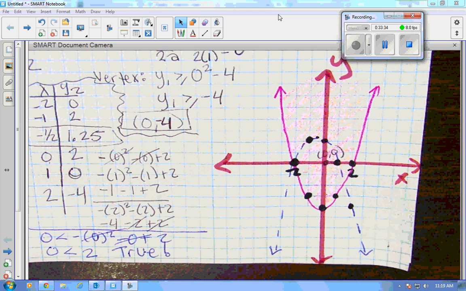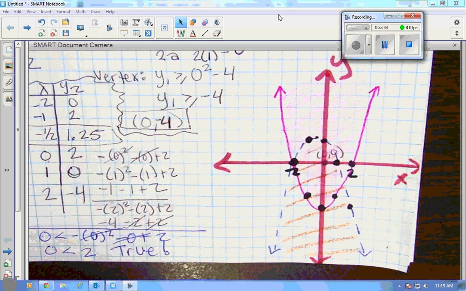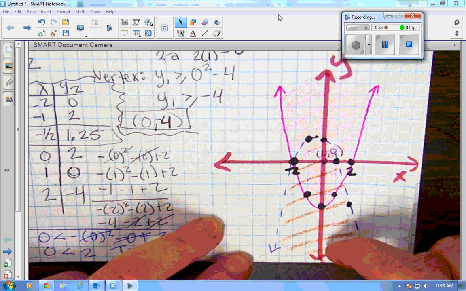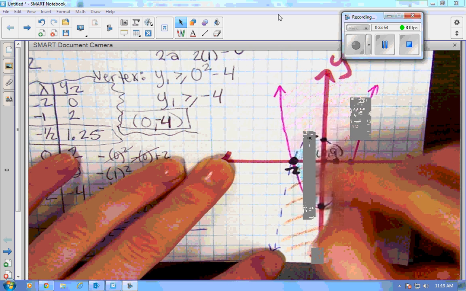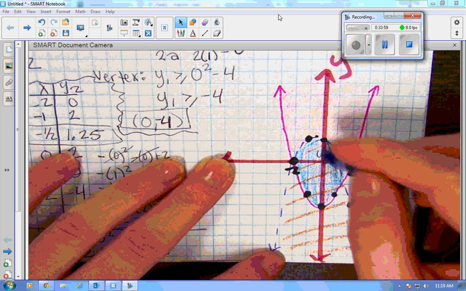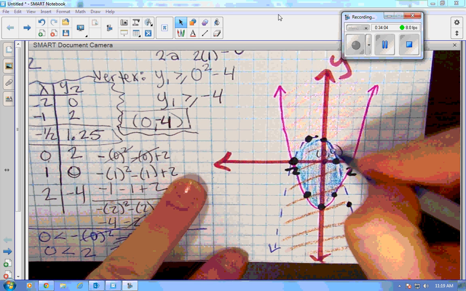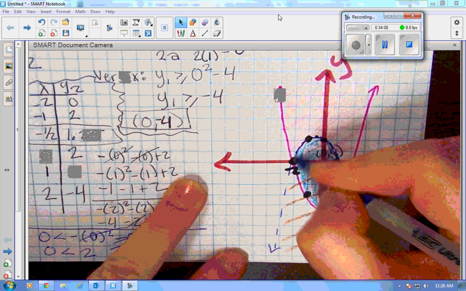So I'm going to pick a different color, and I'm going to shade where this one was true. Now, we have 2 shadings this time. So the actual solution to this inequality is where we have both red and brown shading. Can you see that that happens right here? Both brown and red. So where I'm shading in blue is the solution. And we have a solid parabola on the bottom and a dotted or dashed parabola on the top. That's the solution.